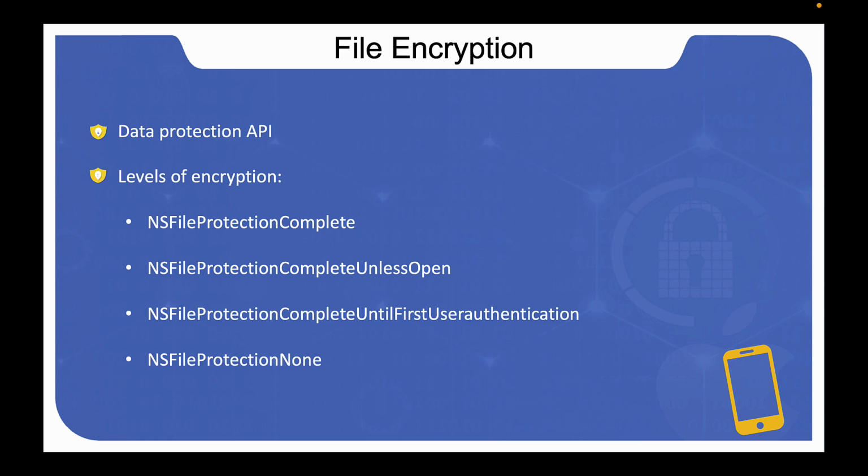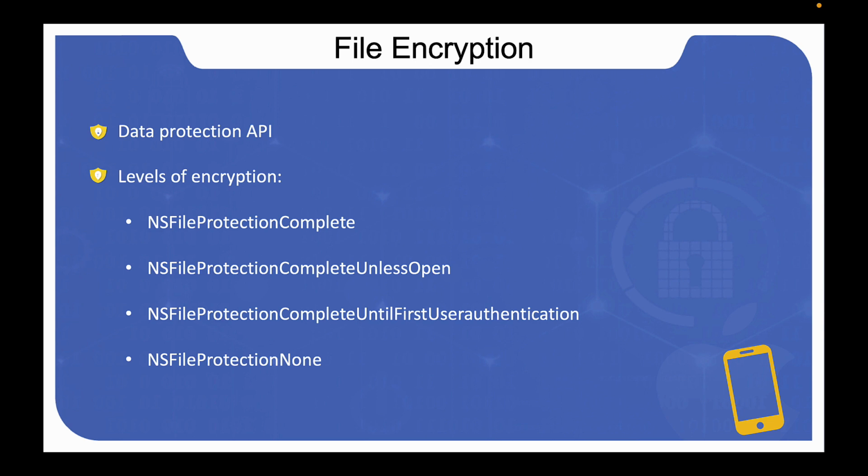Now, moving further, it's really important to discuss the file encryption methodology in iOS. iOS provides per file encryption through the Data Protection API. We have four levels of protection, the lowest being none, and the highest is the complete set of encryption. Now, the lowest one is NSFileProtectionNone. It means that the keys are always available for the application.